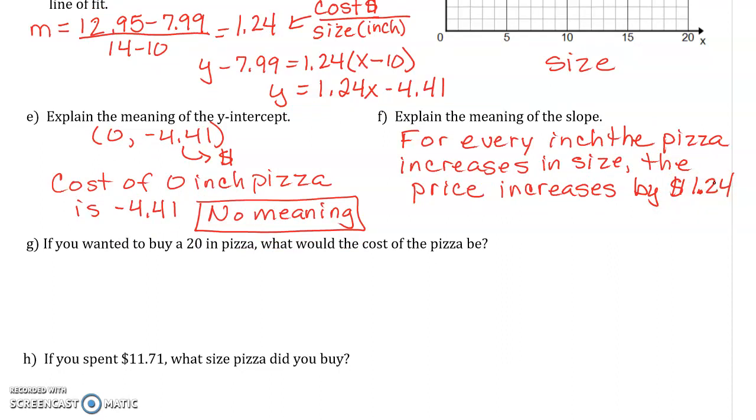$1.24. All right, so down here, my video is about out of time. So go ahead, plug in your 20 pizzas, find your cost, and then plug in your dollar amount, find your number of pizzas. You should be able to get $20.39. And when you work out this one, it should come out to be a 13-inch pizza.